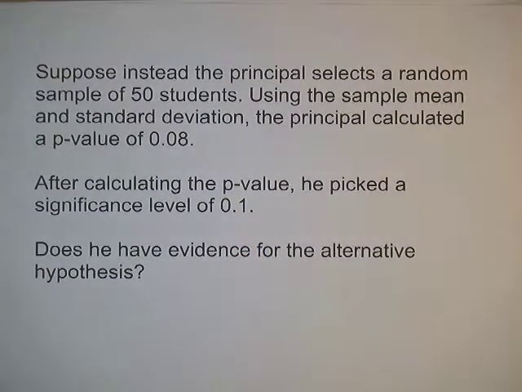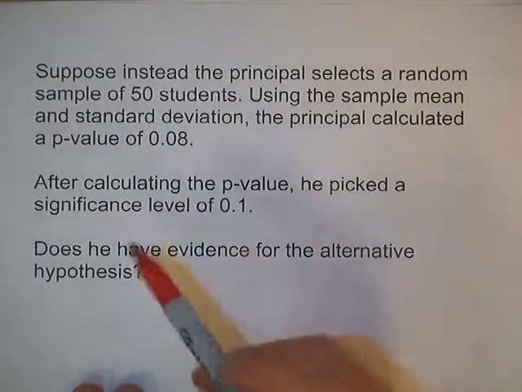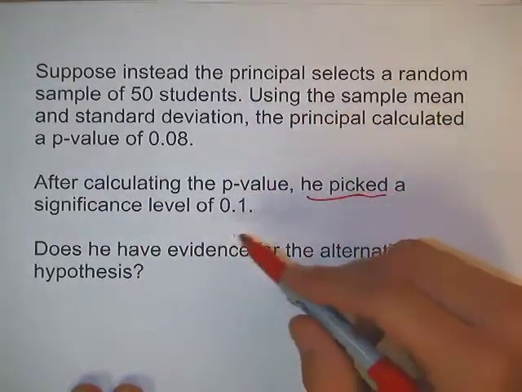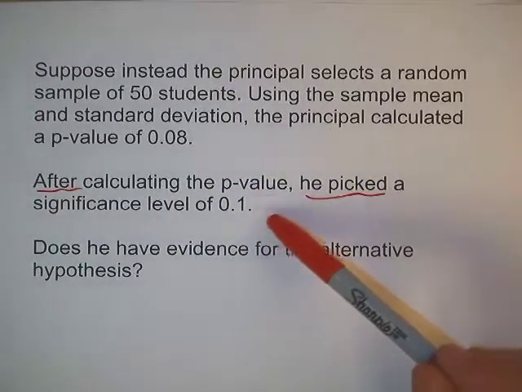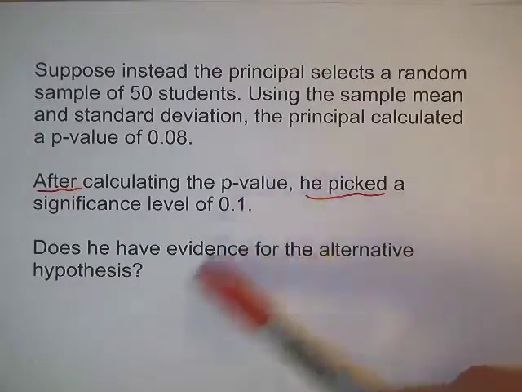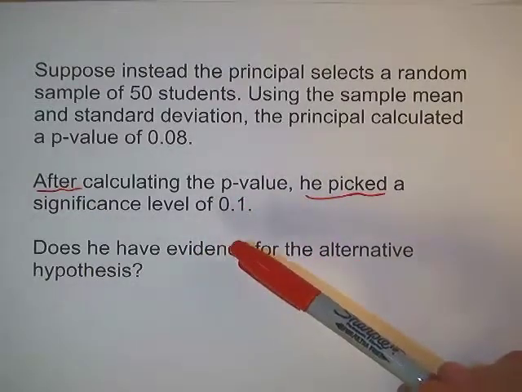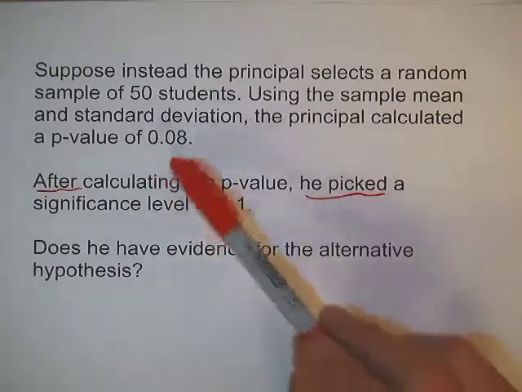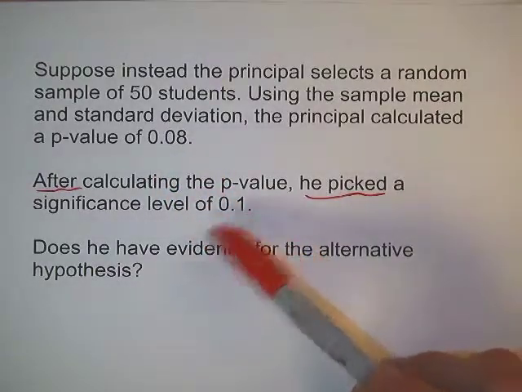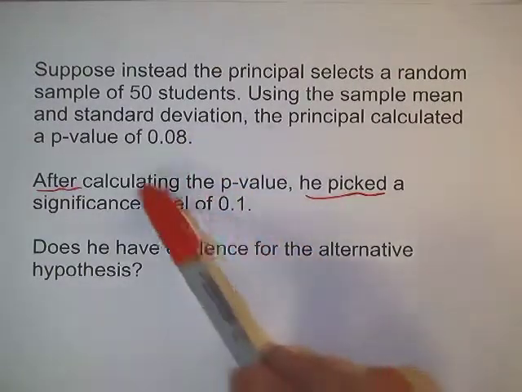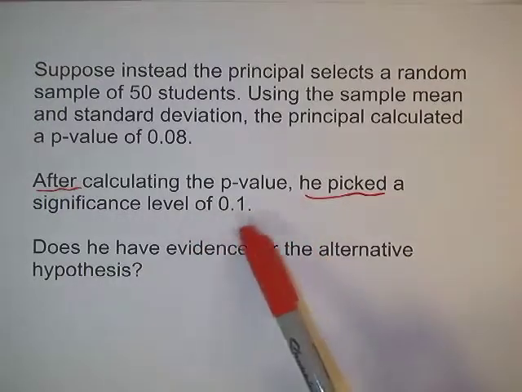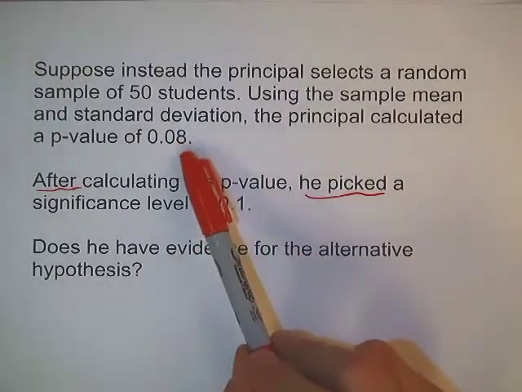The one flaw in his thinking here is that he picked the significance level after calculating the p-value. That is something that you do want to avoid. The level of significance does need to be picked ahead of time, to try to account for the different types of errors that can occur. In this case, it's irresponsible to pick the level of significance after calculating the p-value, because if he would have picked 0.05 or 0.01 ahead of time, this would not be a significant p-value.